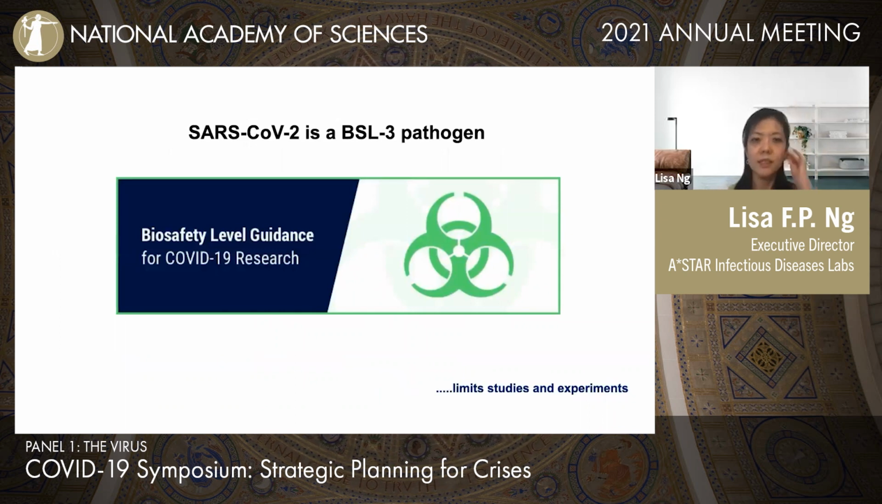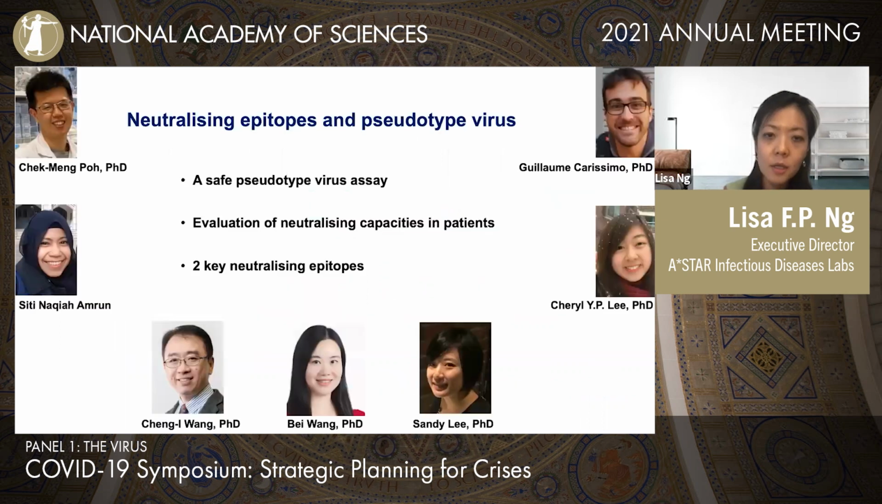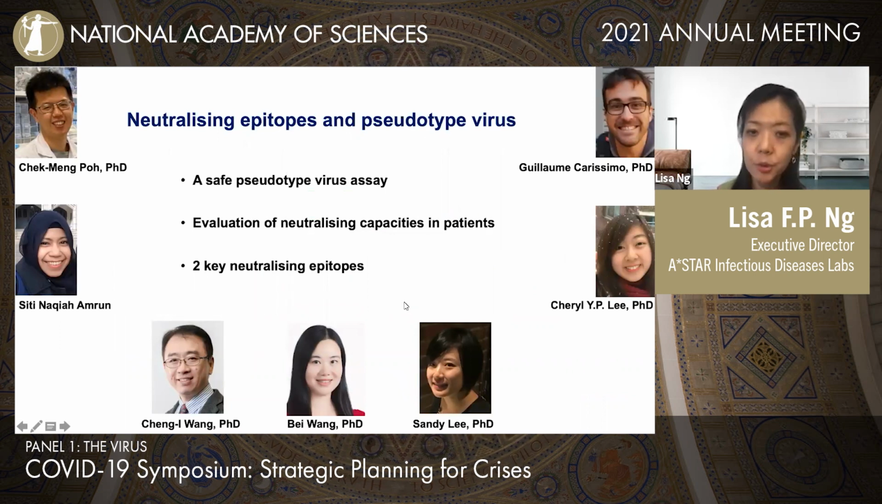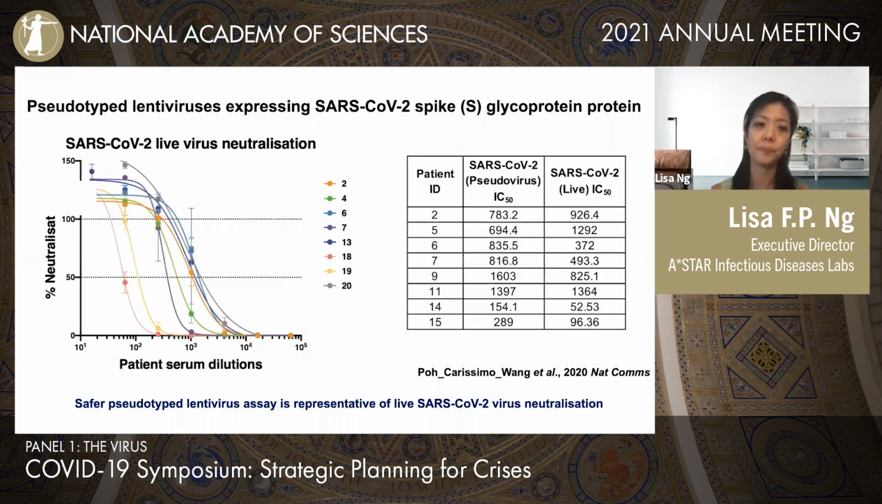Now clearly, SARS-CoV-2 is a BSL-3 pathogen, and because of that, it requires a stricter level of handling in most laboratories, and that limited the studies and the experiments at that time. So working with the group led by Ching-Yi Wang and his team, they established a safe pseudotype virus assay that enabled the characterization of the neutralizing capacity of these patients' antibodies.